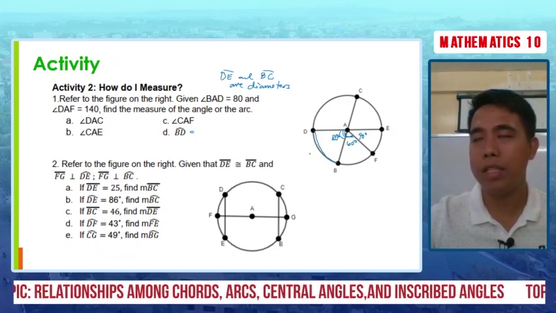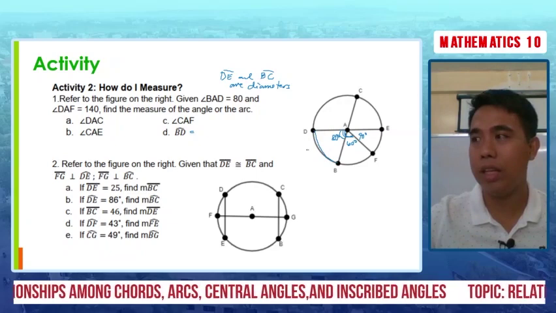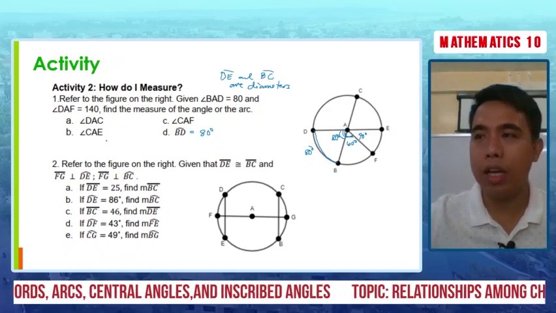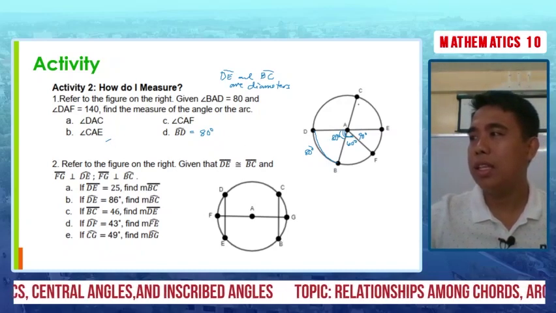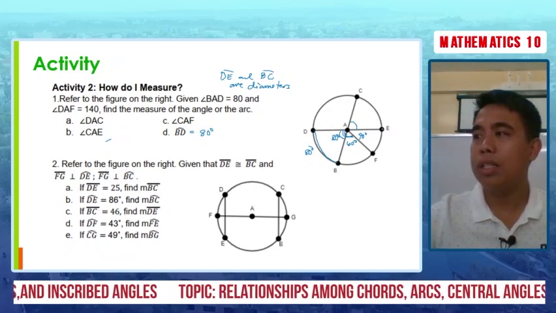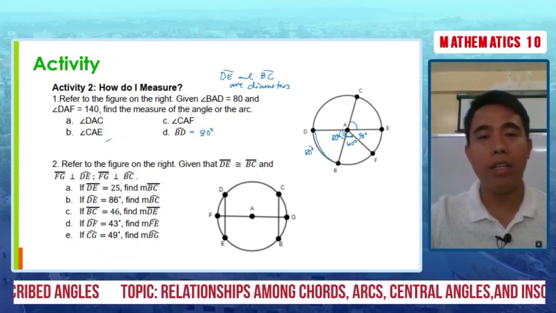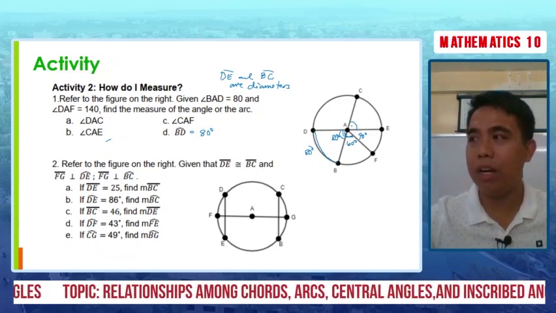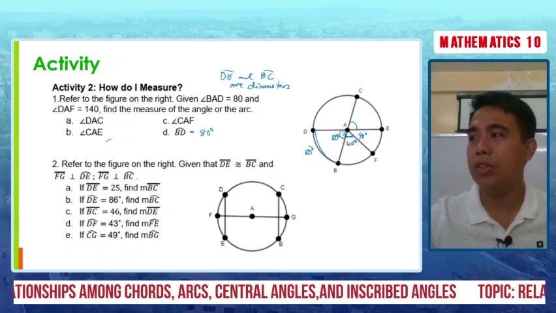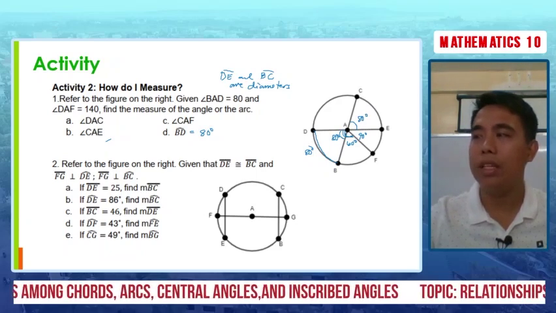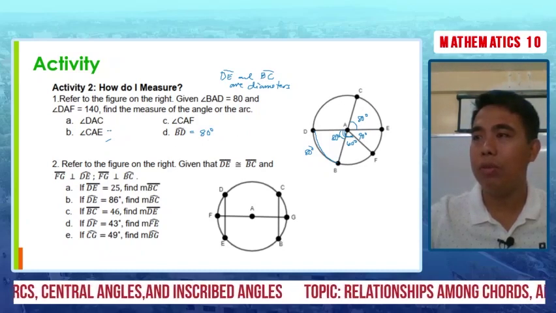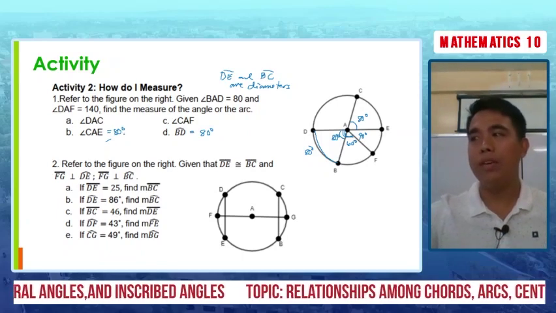Remember, the measure of the intercepted arc is equal to the measure of the central angle. Therefore, this is 80 degrees. Next, punta tayo sa angle CAE. CAE, etong measure nito. Remember, these two segments, DE and BC, are diameters intersecting at the center. So, they are vertical angles, yung DAE at saka yung EAC. So, if that is 80, therefore, this is also 80 degrees.